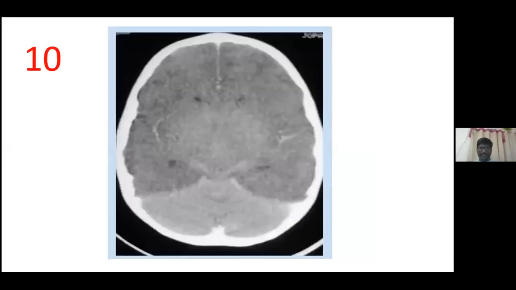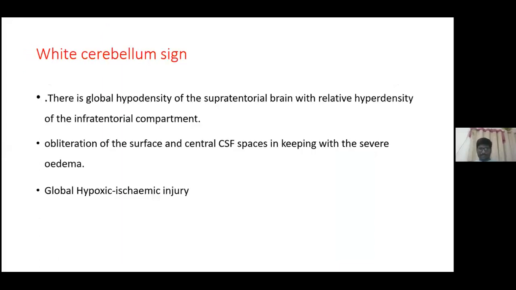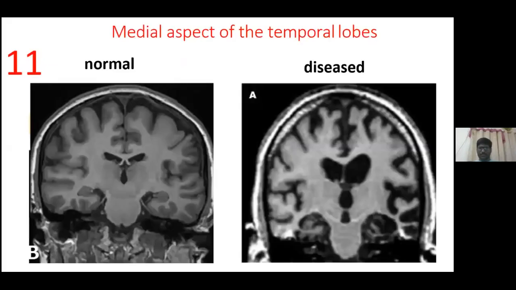And this is the blend sign. This is white cerebellar sign, which is secondary to the global hypoxic ischemic injury. This is, I already mentioned, medial temporal lobe atrophy, significant medial temporal lobe atrophy. There you see the classical elephant sign. Okay, all this hippocampal atrophy, which is seen in the advanced cases.